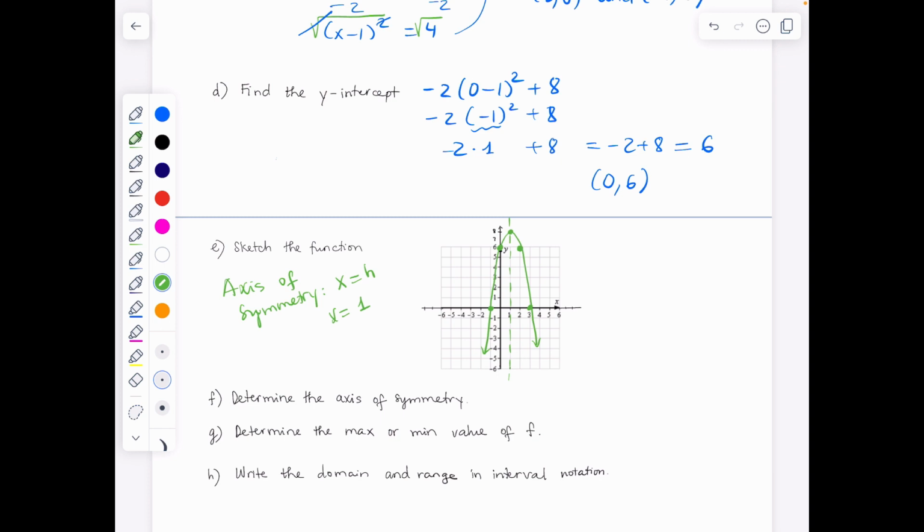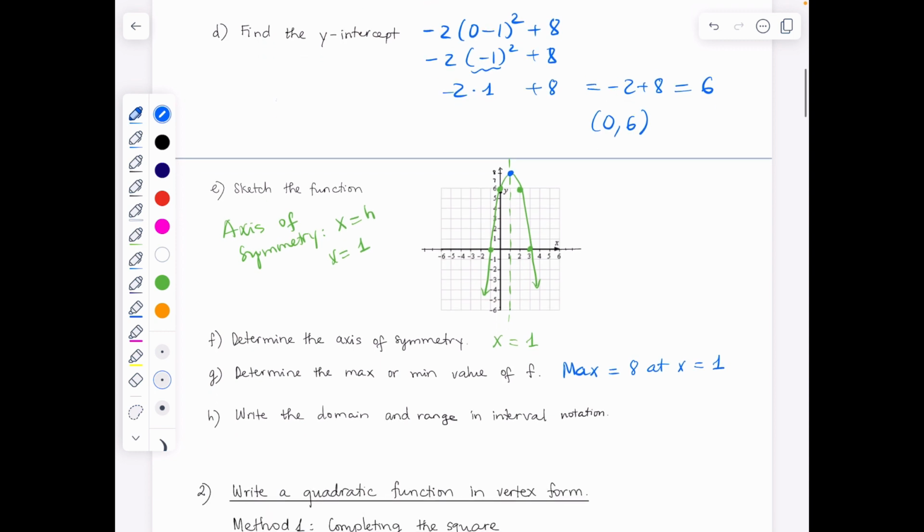Part F, axis of symmetry, which we answered earlier, so it's the equation x is equal to 1. Part G, determine the max or min value of f. There's going to be a maximum because the parabola opens downward, so there is a peak point here. The max value of the function at that point is 8, and at x is equal to 1.